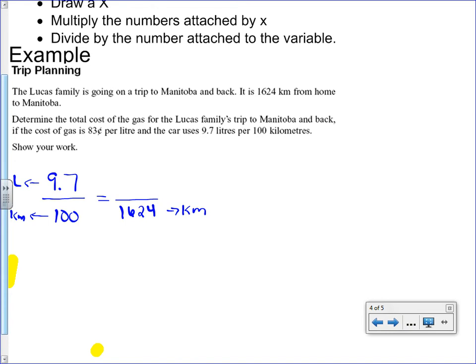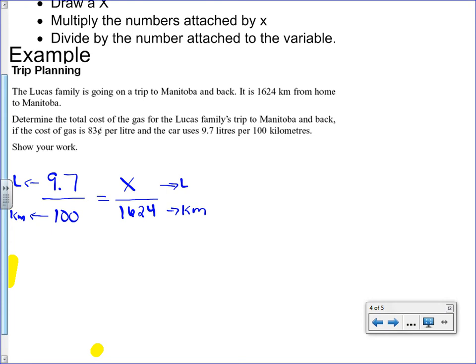Liters. So I have to have liters up here. Do I know how many liters? No, so I just put a variable, x. I don't put that 83 cents in there because it doesn't make sense. It's not a liter, and you have to match the categories. So this x here will represent liters.